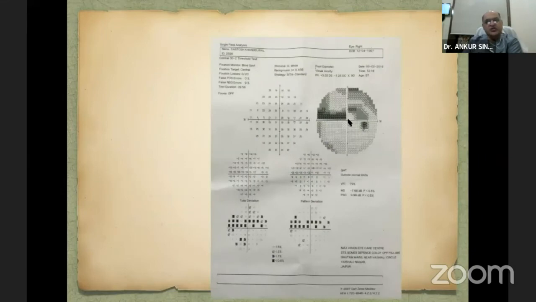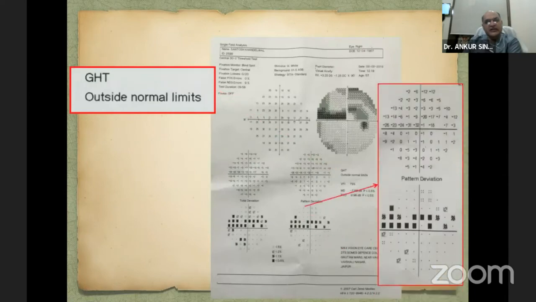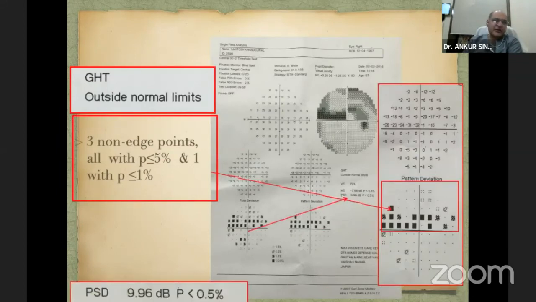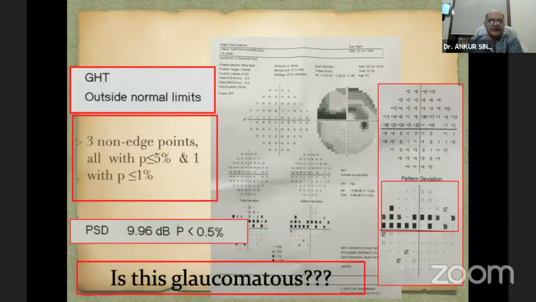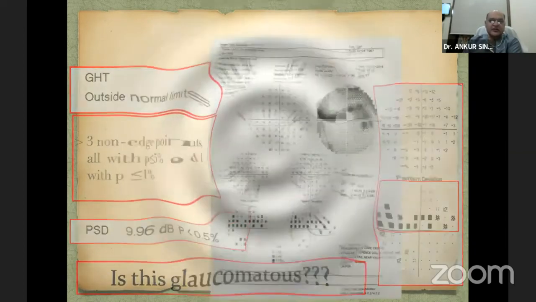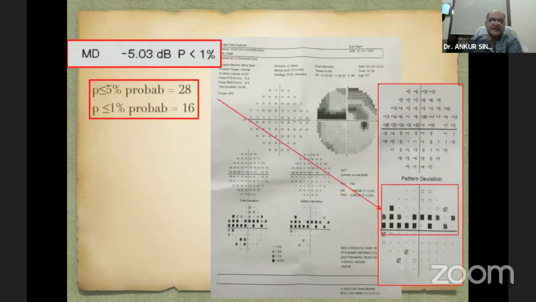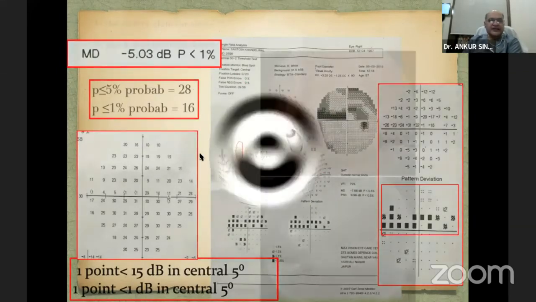So this is another patient of ours. She comes to us with these kinds of visual field defects, and we see that the GHT is outside normal limits. There are more than 3 non-edge points having a depressed value of less than 5%, and 1 with a p value of less than 1%. PSD is definitely more than 5%. And is this glaucomatous? So probably yes, it is glaucomatous. And once we classify as per the Hodapp-Parrish classification, she has 1 point which is showing less than 1% here.